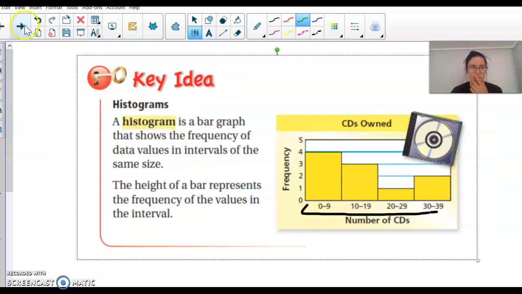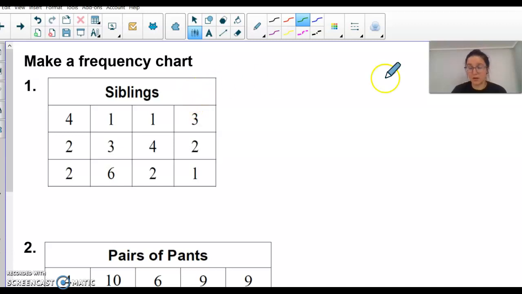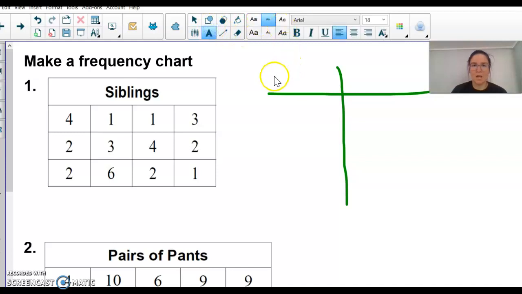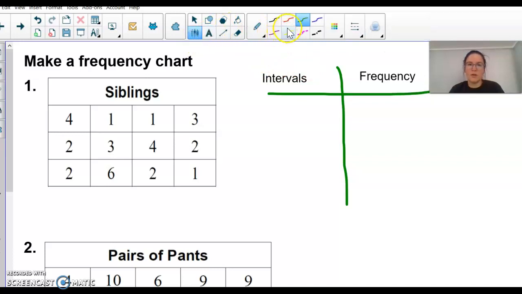So the first thing we're going to do is make a frequency chart. It starts off with a T-chart, and it has your intervals on one side and the frequency of those intervals on the other. So make sure your intervals are equivalent. If I talk about the siblings right here, my lowest is 1, my highest is 6. I want my equivalent interval. So if I count by 2s, that's 1 to 2, that's 2 numbers. 3 to 4, 2 numbers. 5 to 6, 2 numbers. I can do those intervals.